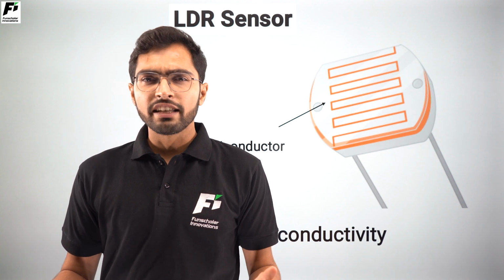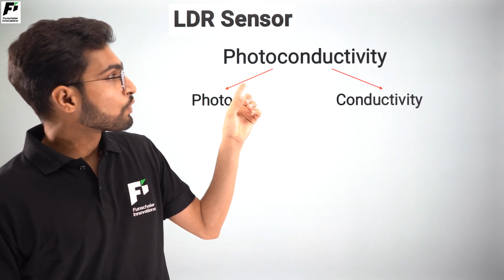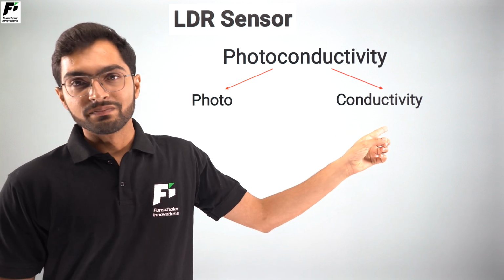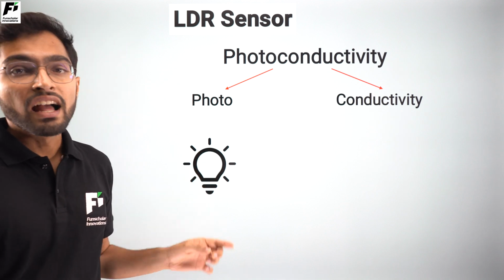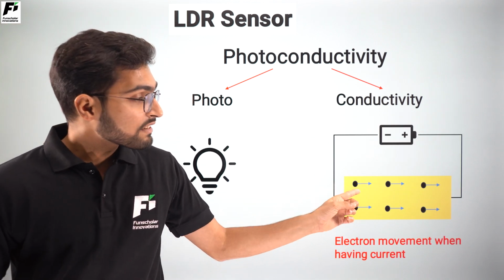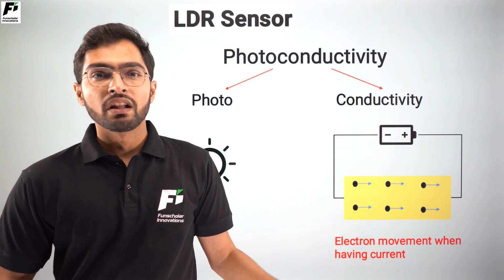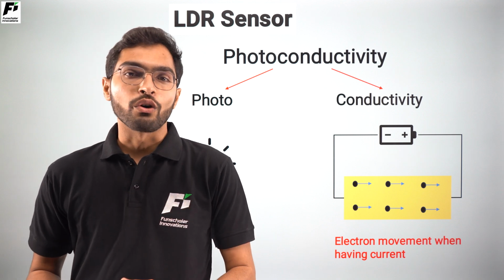What is photoconductivity? Let's understand it. We'll break the term photoconductivity into photo and conductivity. What does photo stand for? Photo means light, and conductivity is a property of the material which decides how much electricity can pass through it. The conductivity of the LDR sensor depends on the amount of light falling on it.